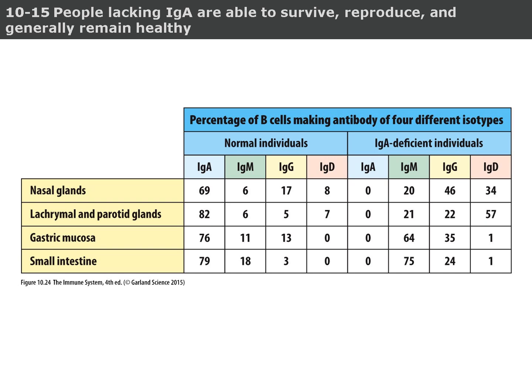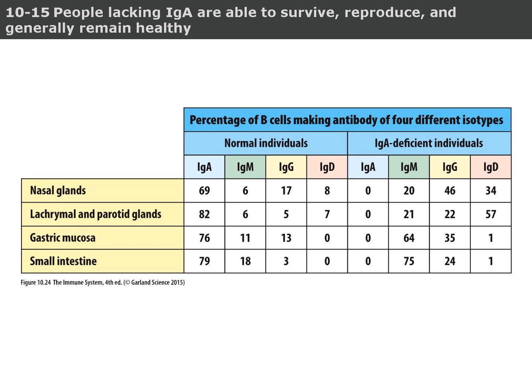In individuals with normal immune function, the majority of mucosal B cells produce IgA. This is evident in tissues like the nasal glands, lacrimal and parotid glands, gastric mucosa, and small intestine, where 69 to 82% of B cells produce IgA. But in individuals who are IgA deficient, the immune system adapts.